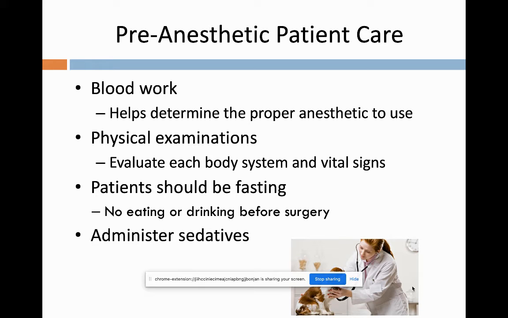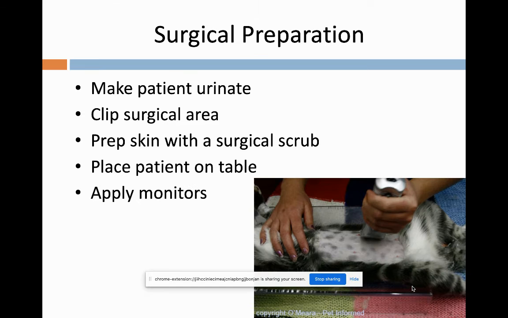Pre-anesthetic patient care, it's very important to keep the patient fasting, no eating or drinking. For the veterinary assistant or veterinary technician, this is important information that has to be communicated with the owner so that this process is not conveniently overlooked and that they understand the importance of doing the fasting to help prevent any post-surgical complications. In addition, in pre-anesthetic patient care, there may be the need for administering a sedative to calm the animal depending on the situation at hand.